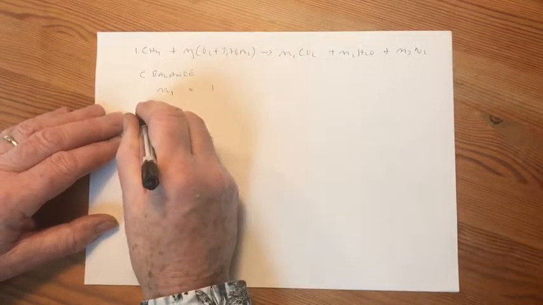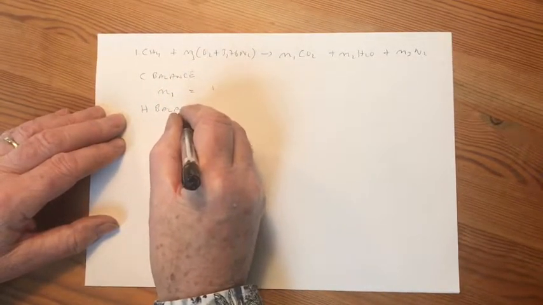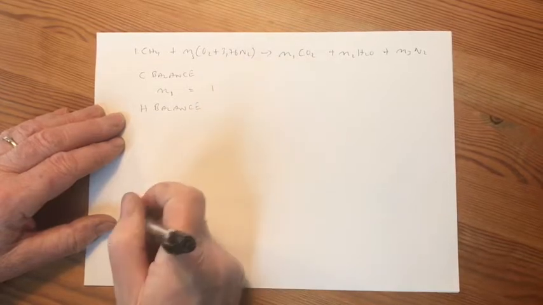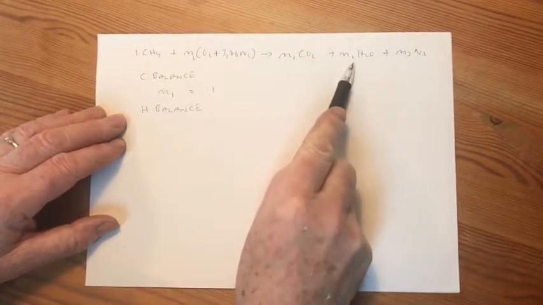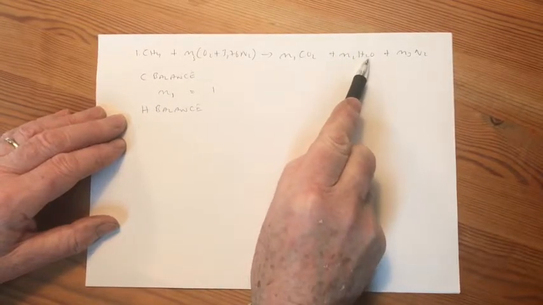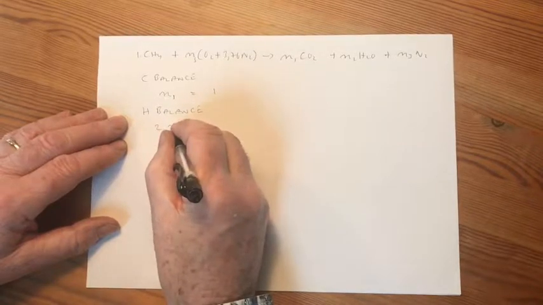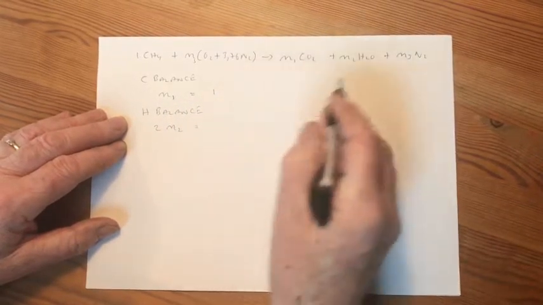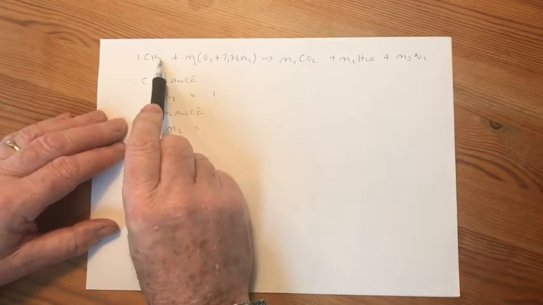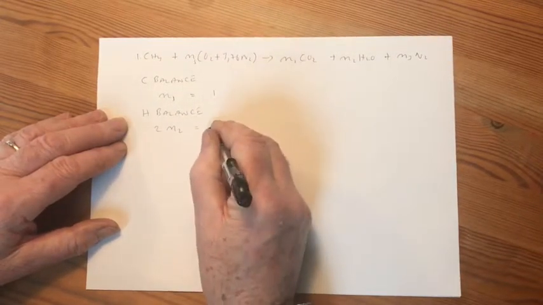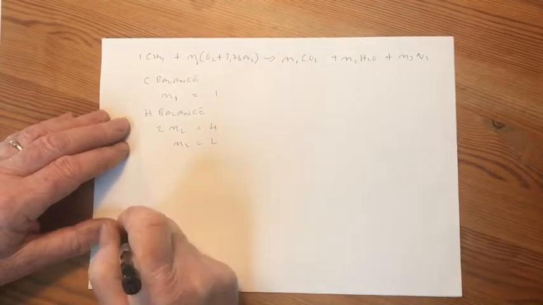So then what we do is we do a hydrogen balance. So let's again look on the right hand side, and we have H2 here, so this becomes 2 times N2, and then we look on the left hand side and we have 4 hydrogens over here. That's equal to 4. So that simply means that N2 is equal to 2.